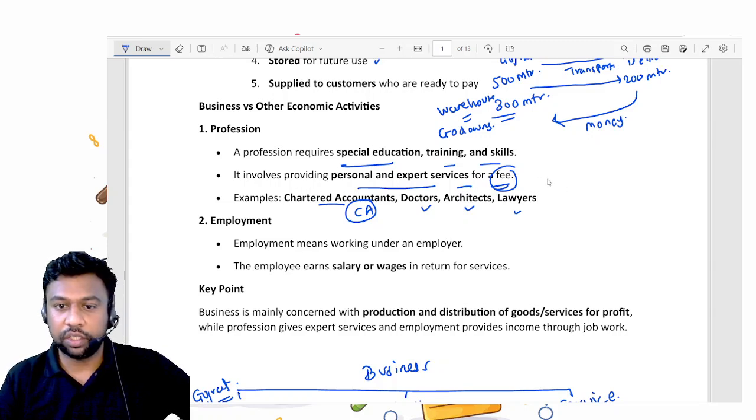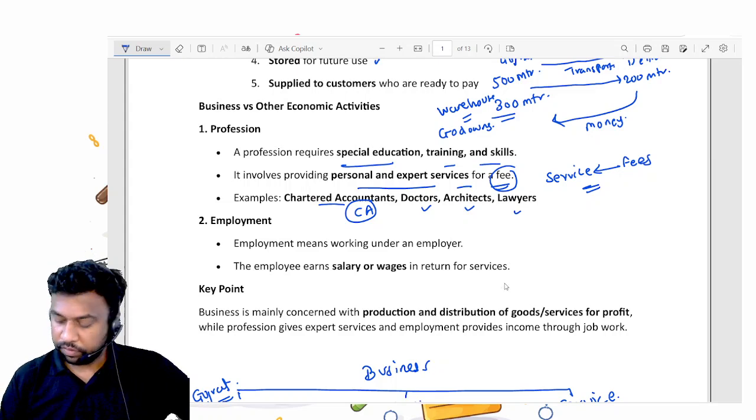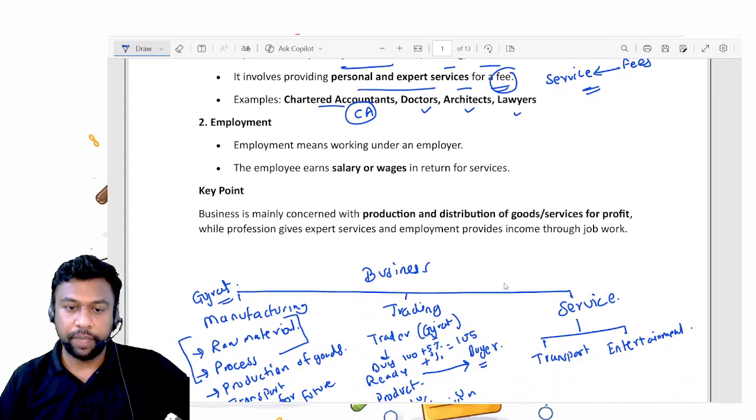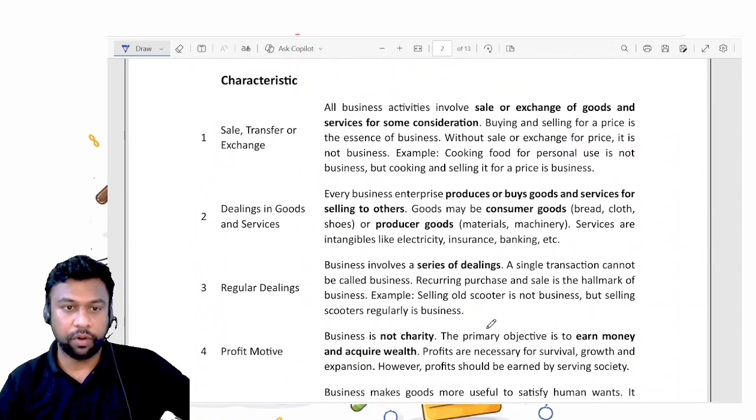These professionals give service, and in return they charge fees. This is what we have seen. Employment is simply people who are employed with either a business or a professional, and they take salary or wages. Fine. So this is your meaning of business. We have discussed it quite broadly.